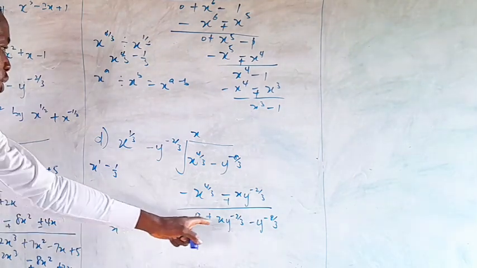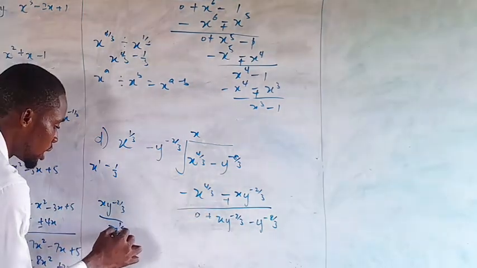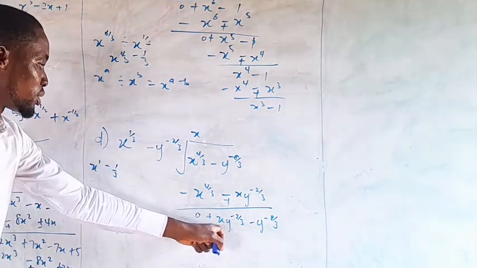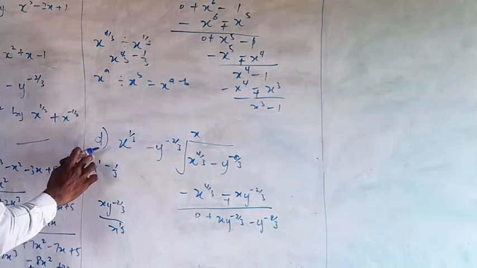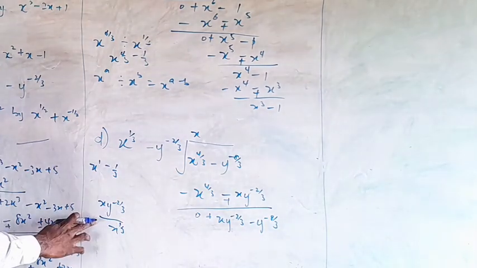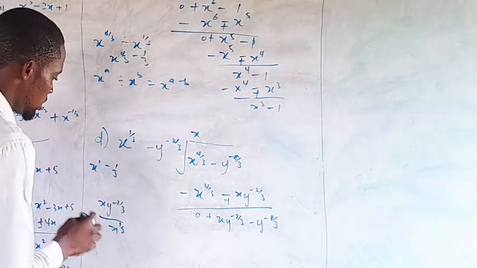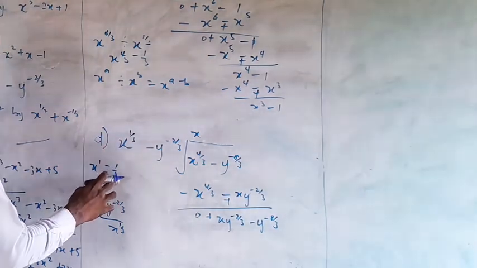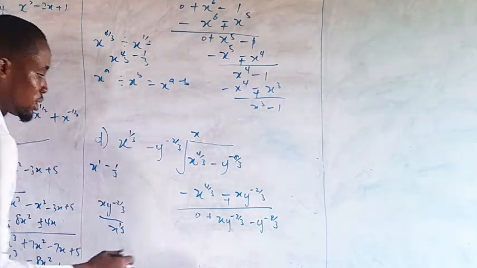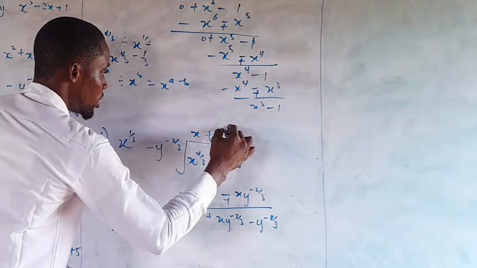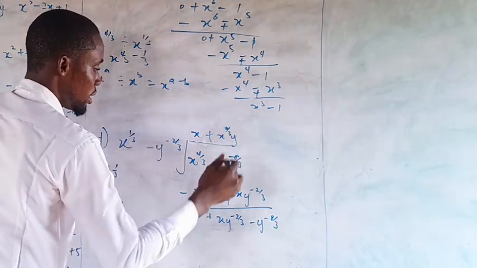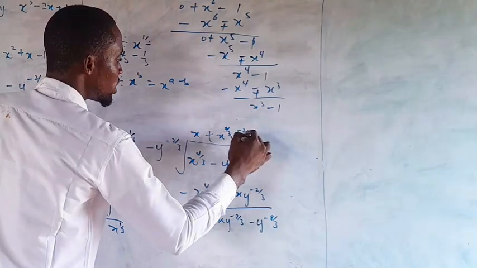xy^(-2/3) over x^(1/3). This over this is as though saying x raised to power 1 minus 1/3, because of division. Now, what does that remain? It becomes 3 minus 1 over 3, that's 2/3. So that becomes plus x^(2/3) y^(-2/3).